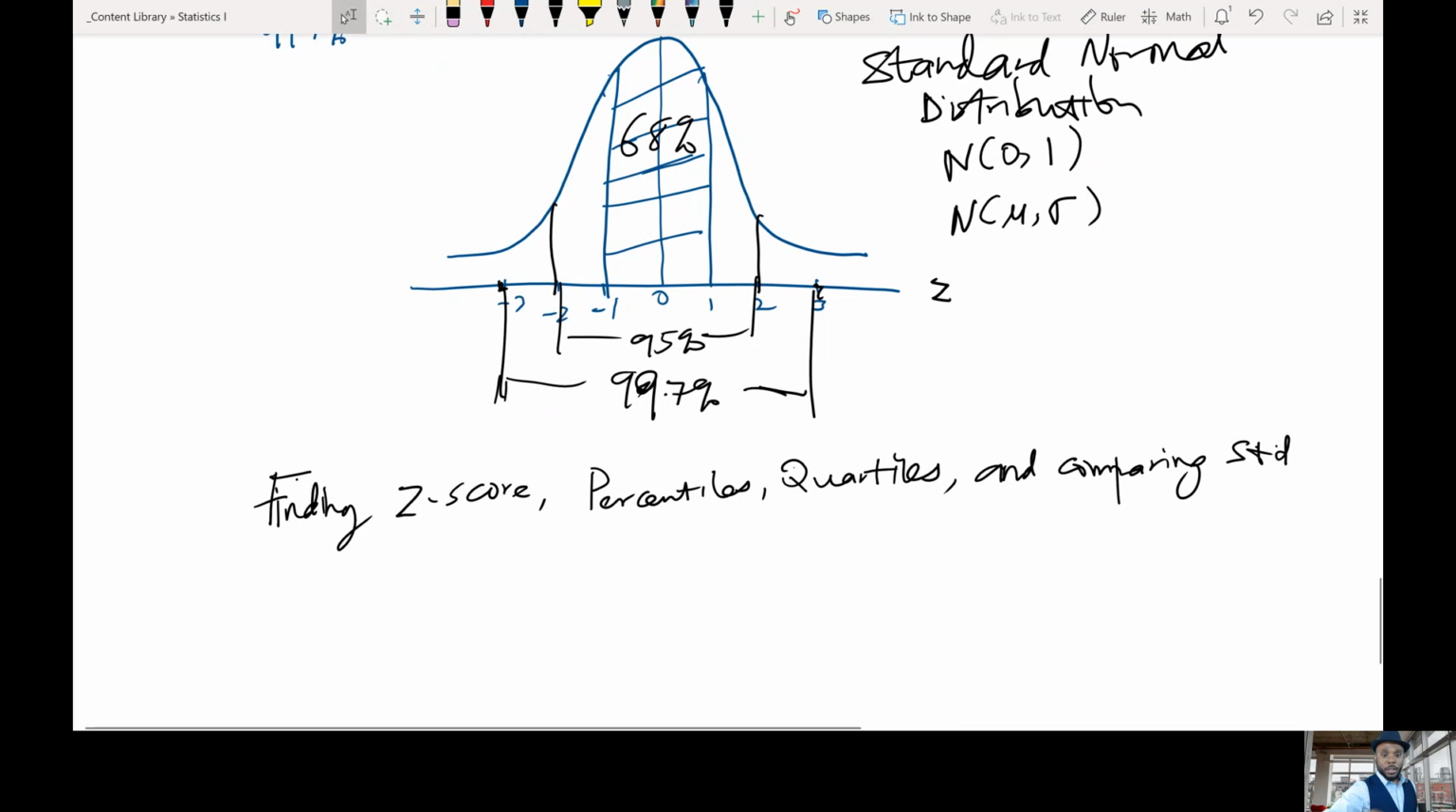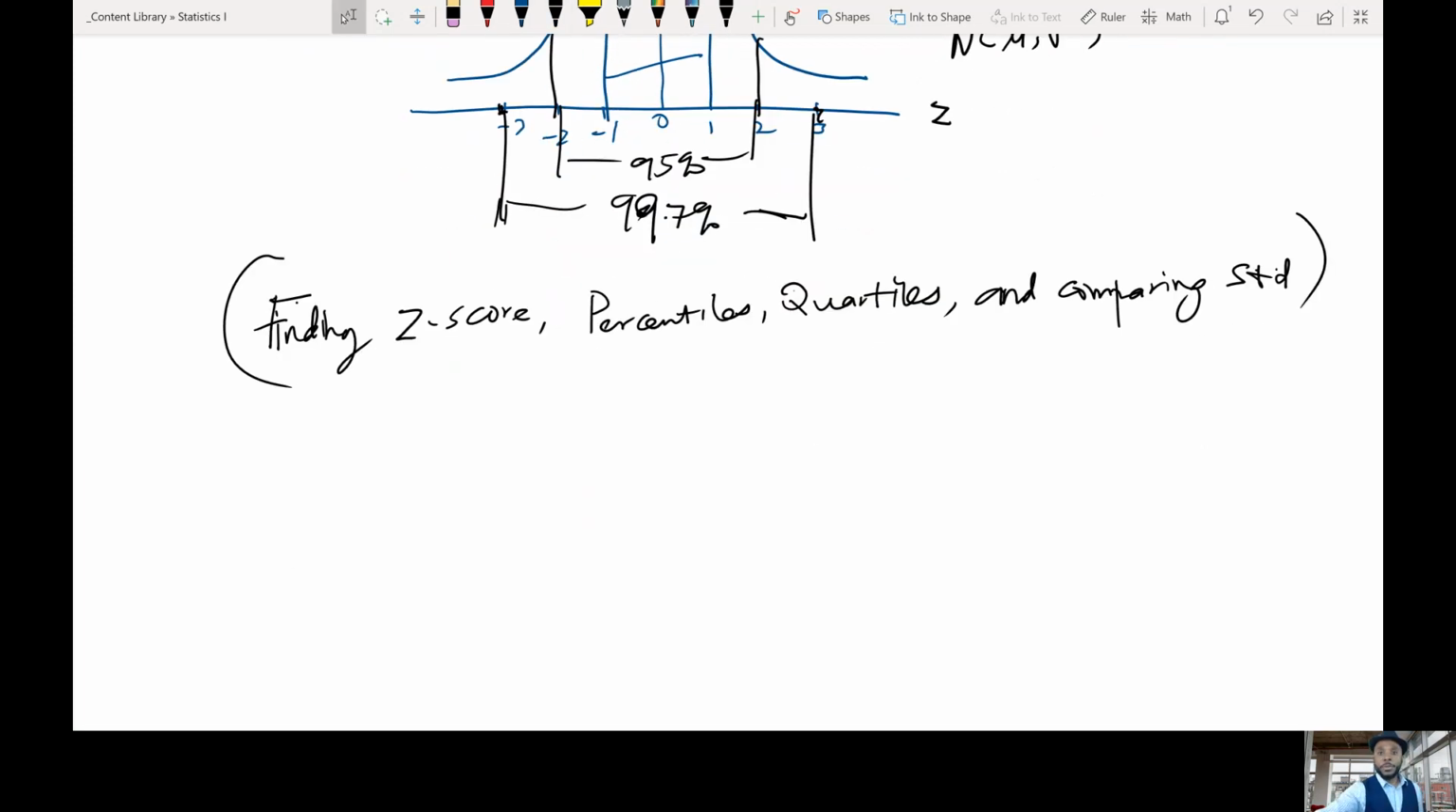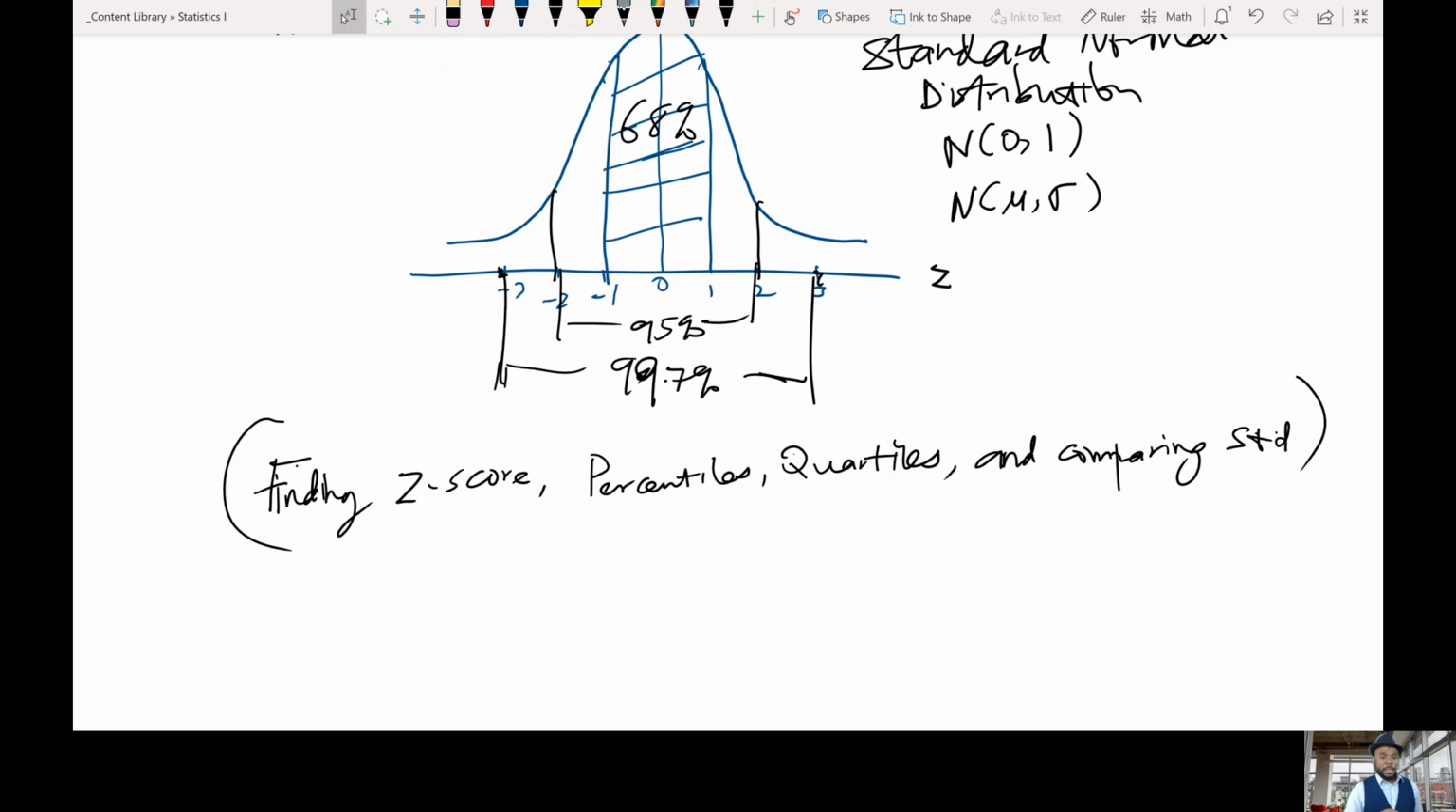Today we're going to look at how to find the z-score, percentiles, quartiles, and comparing standard deviations. That's going to be the focus of this video, and with that, we will be coming towards the end of chapter 3. Awesome, let's get started. So how do we compute the z-score?